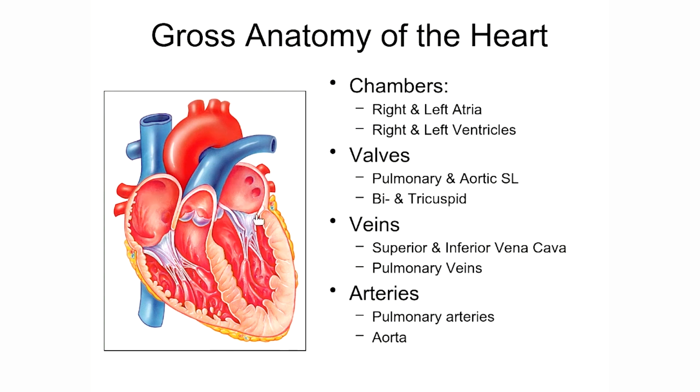We have a bicuspid valve on the left side that sits between the left atrium and the left ventricle, so that again we ensure that blood moves from atria to ventricles. When the ventricle contracts with a lot of force, the blood sloshes back against that valve and closes it so that we don't have blood moving back into the atria. So we want a one-way flow of blood through the heart.